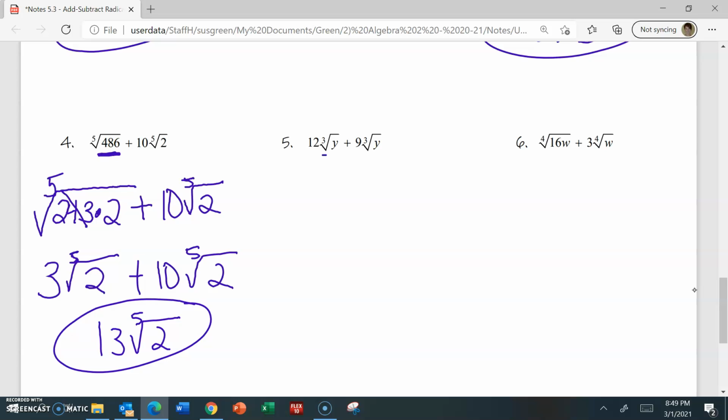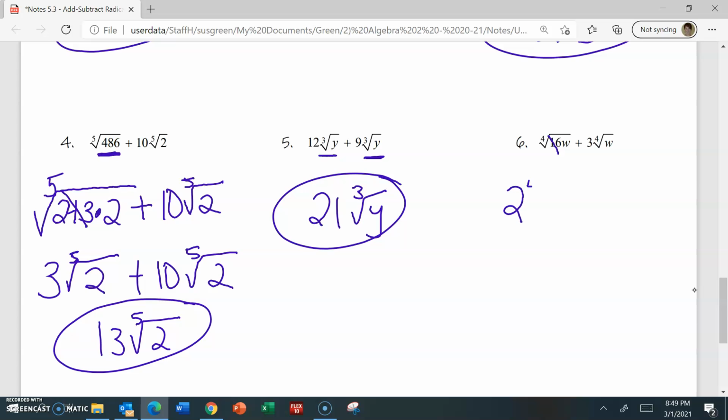Okay. Number 5, I'm loving number 5, just like number 2 above. This is 12 cube root y and a 9 cube root y. They already have the same root with the radicand, which is what's underneath. So we can go ahead and add them. 12 plus 9 is 21 cube root y. Love it. All right, last one. Check yourself, make sure you're good. Number 6. I can take the fourth root of 16. So the fourth root of 16 is 2. So obviously we can't take the fourth root of w, so that stays underneath. And then this one is already the fourth root of w. So that gives us 5 times the fourth root of w.